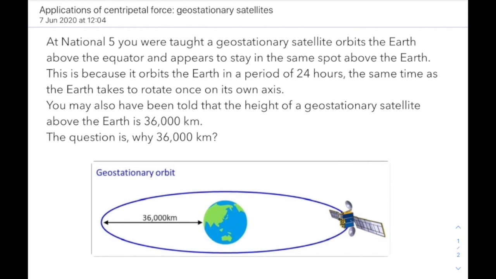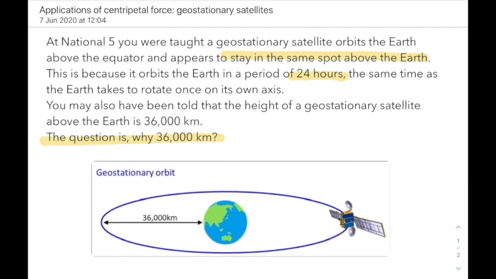So, at National 5 you were possibly taught that a geostationary satellite orbits the Earth above the equator and appears to stay in the same spot above the Earth. This is because it orbits the Earth in a period of 24 hours, which is the same time as it takes the Earth to rotate once on its own axis. And you may also have been told that the height of a geostationary satellite above the surface of the Earth is 36,000 kilometres. So the question is, why 36,000 kilometres?